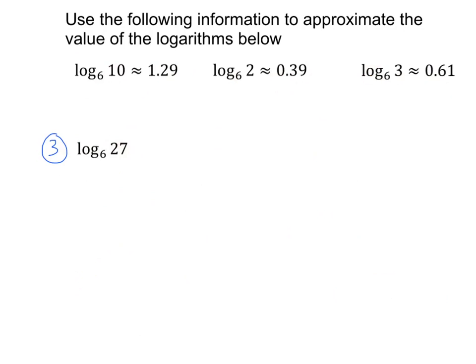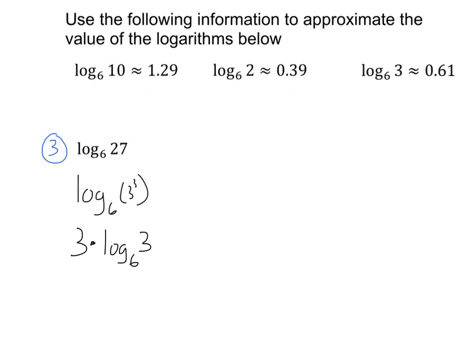So one thing I recognize here is that 27 is a perfect cube. So I could rewrite this as log base 6 of the quantity 3 cubed, because 3 cubed is the same thing as 27. And now I can use my third logarithm property. I can use this exponent and put that in the front. So log base 6 of 3 cubed is equivalent to 3 times log base 6 of 3.